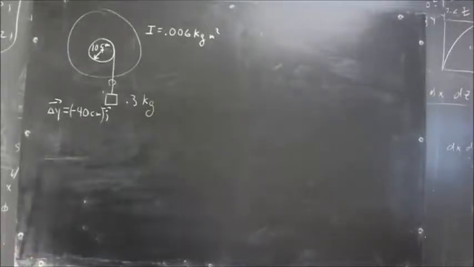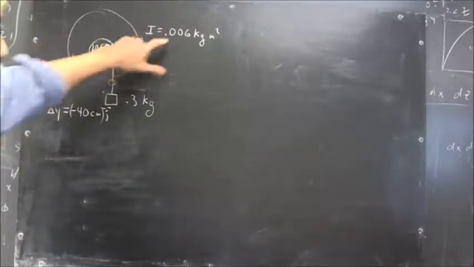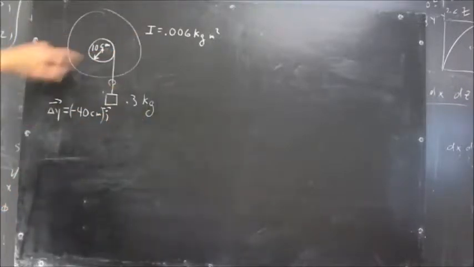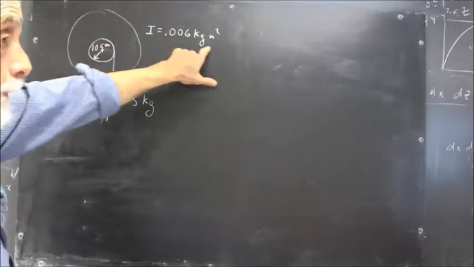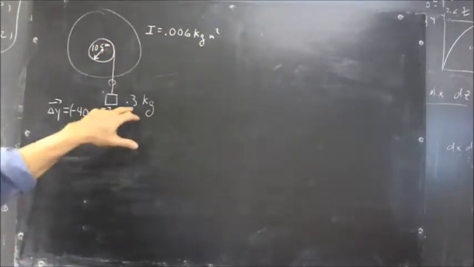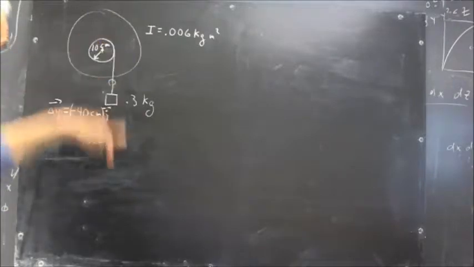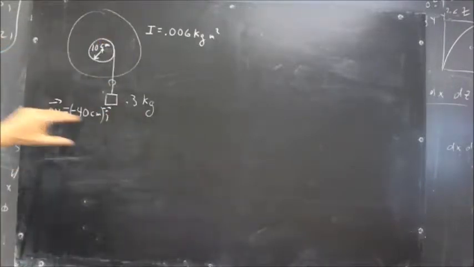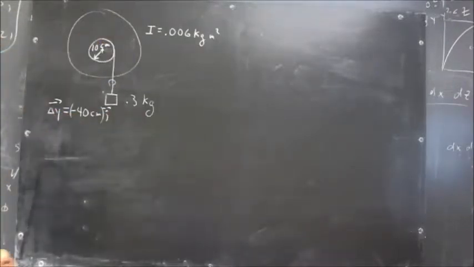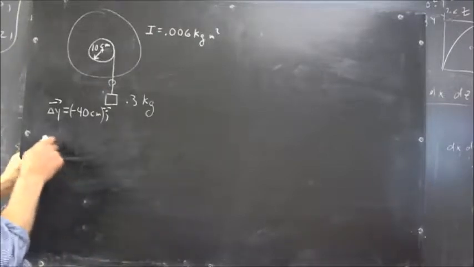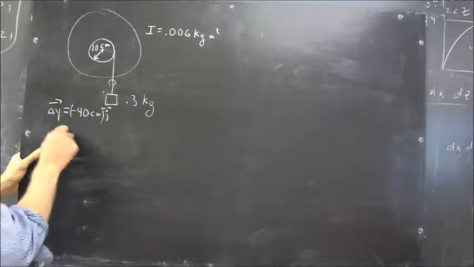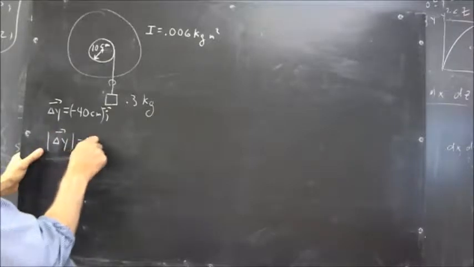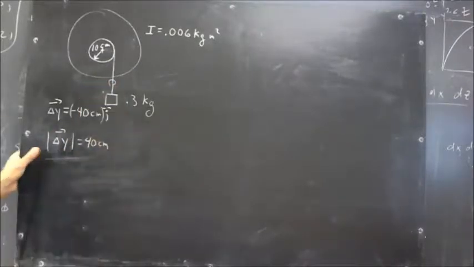To hopefully clarify some of the symbols we use, let's do a concrete example with numbers. 10 centimeter inner wheel, total moment of inertia 0.006 kilogram meters squared, and a 0.3 kilogram mass descending through the displacement delta y. So, the magnitude of delta y is just 40 centimeters. Of course, it's in the downward direction.